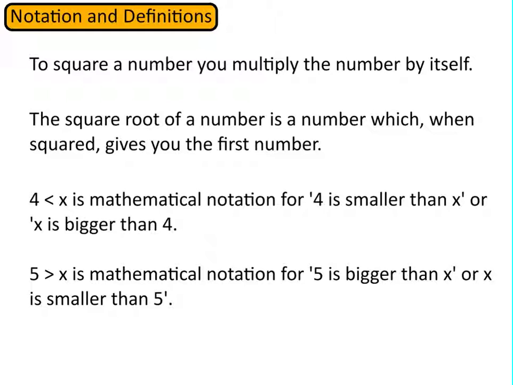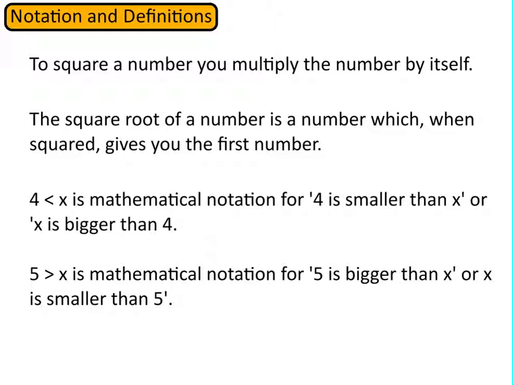Now, this symbol here: 4, and then that arrow, x. That's mathematical notation for 4 is smaller than x, or equivalently x is bigger than 4. 5, and then that symbol, that arrow pointing at the x, is mathematical notation for 5 is bigger than x, or x is smaller than 5.